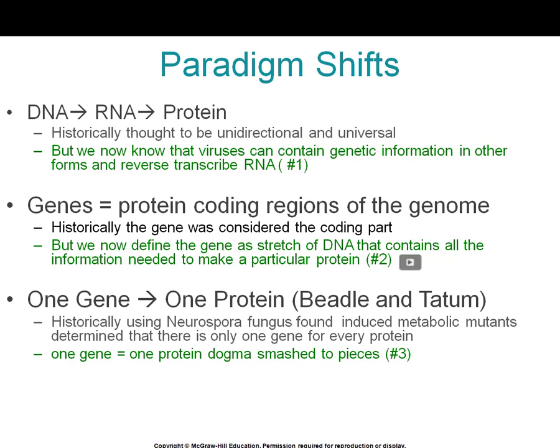Also, we said that genes are protein coding regions of the genome, but now from this example on splicing, we know that a gene also contains non-coding sequences called introns. So now we define the gene as a sequence that contains information needed to make protein. So it's not just the coding sequences, but the introns can serve as regulatory sequences during transcription.